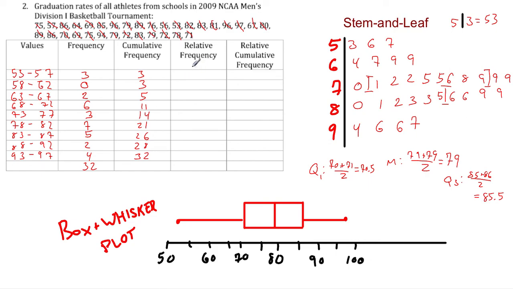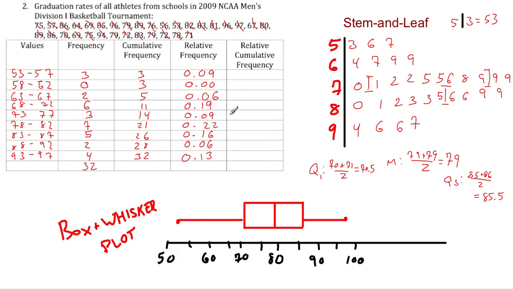So the relative frequency is, again, going to be how much it is in comparison to the total. So 3 out of 32 is going to be 0.09. 0 is just going to be 0. 2 out of 32 is going to be 0.06. 6 out of 32 should be double, so it's going to be 0.18, but actually if we round it, it's 0.19. We get another 3, so that's 0.09. 7 divided by 32 is 0.22. 5 divided by 32 is going to be 0.16. 2 divided by 32 is going to be 0.06. And 4 divided by 32 is going to be 0.13 when I round it all up.